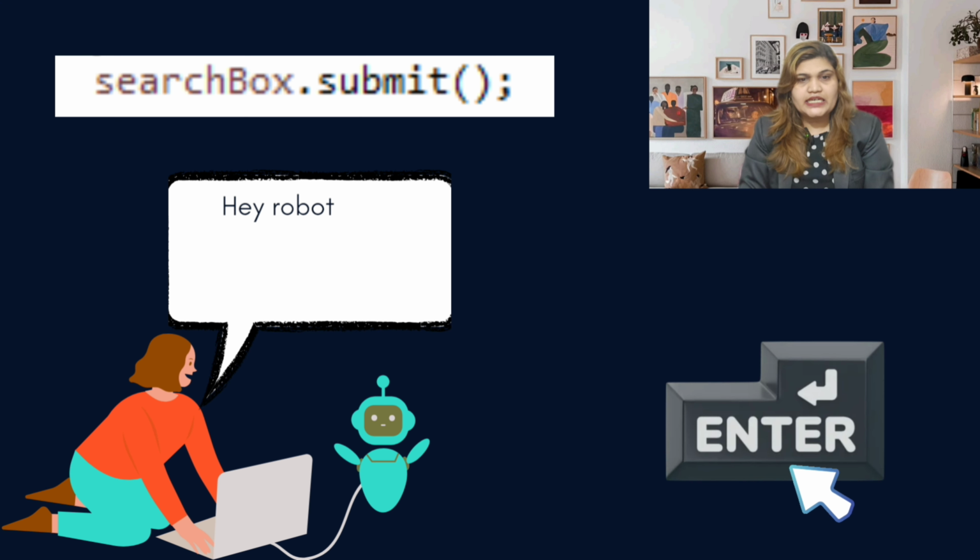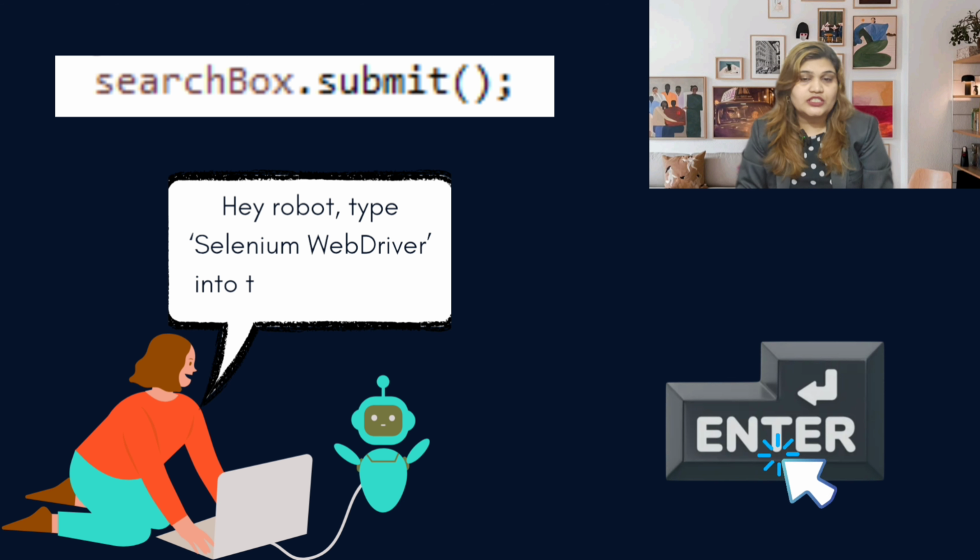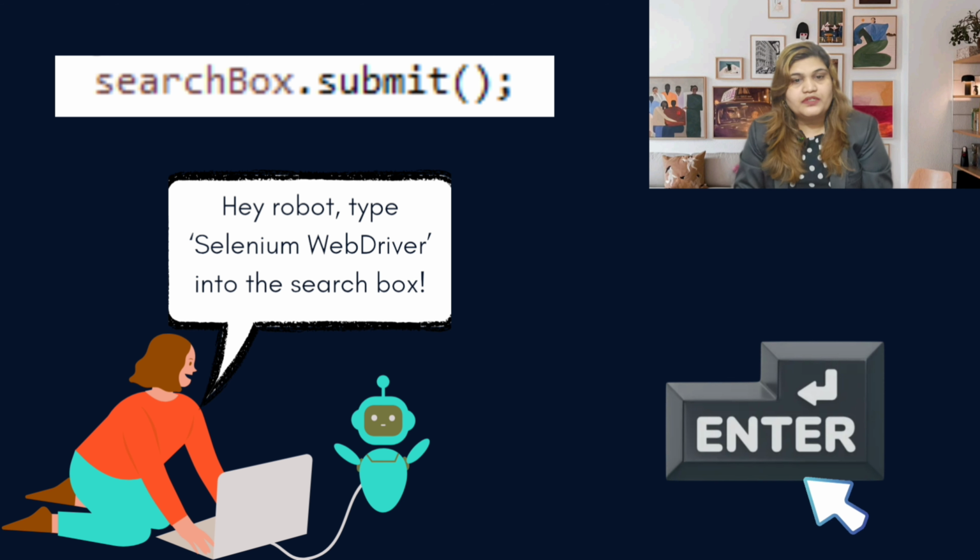Hey robot, hit enter to start the search. Now the robot tells Google to start searching by submitting the form, like pressing enter on the keyboard. You type a search and press enter to start it. The robot does the same. You typed it, now go send the search request and wait for the result.